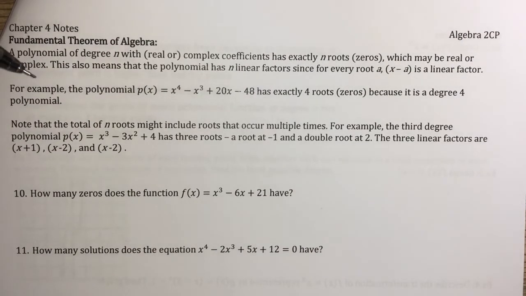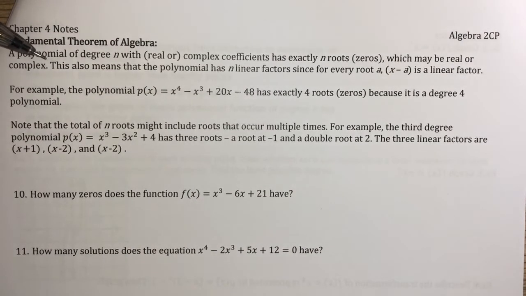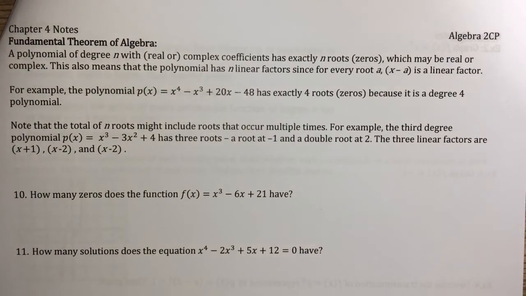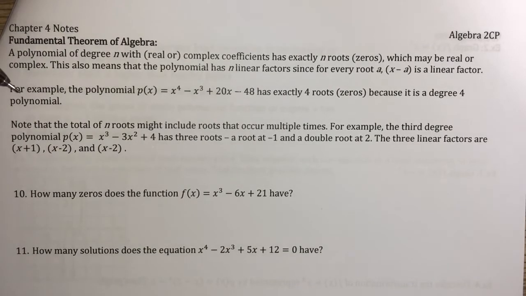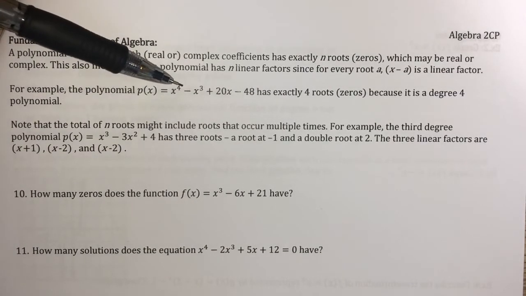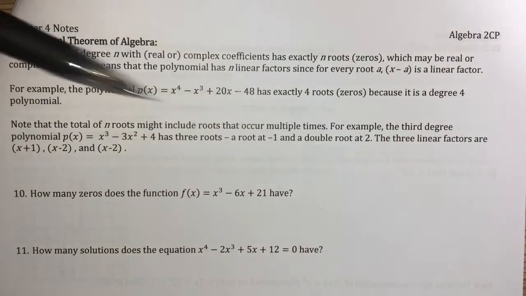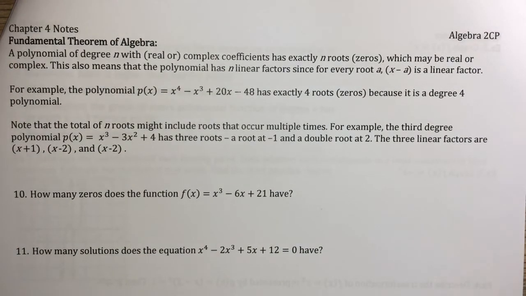This also means that the polynomial has n linear factors, since for every root a, x minus a is a linear factor. For example, the polynomial p of x equals x to the fourth minus x cubed plus 20x minus 48 has exactly 4 roots or zeros because it's a degree 4 polynomial.